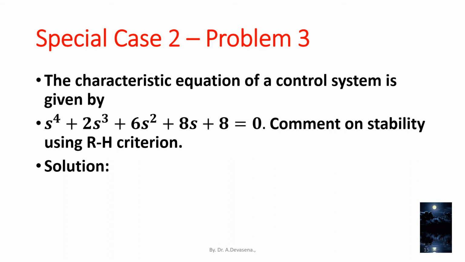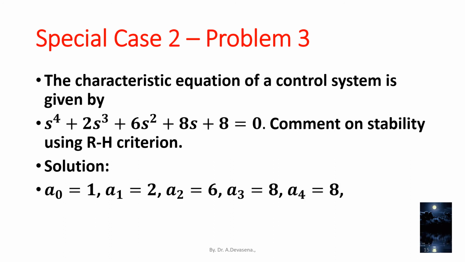Solution. First we have to identify the coefficients of the given characteristic equation. S^4 row's coefficient is A0. A0 value is equal to 1. Coefficient of s^3 is A1. A1 is equal to 2. Coefficient of s^2 is A2. A2 is equal to 6. Coefficient of s is A3. A3 value is 8. And the constant value is having the coefficient A4. A4 is equal to 8.